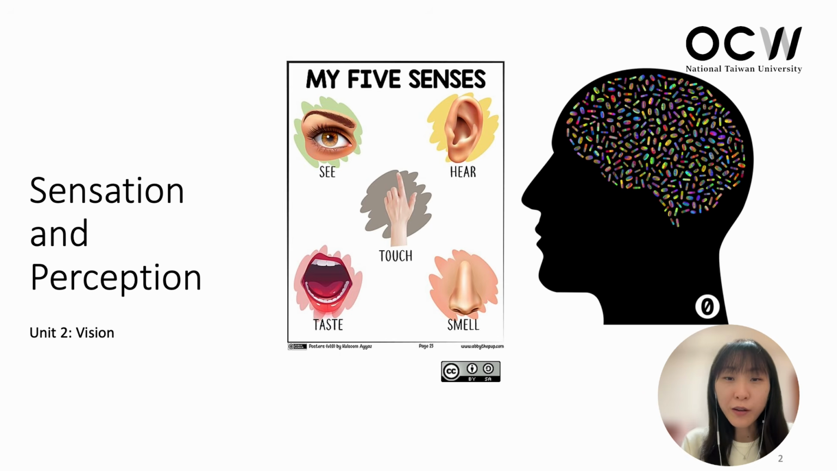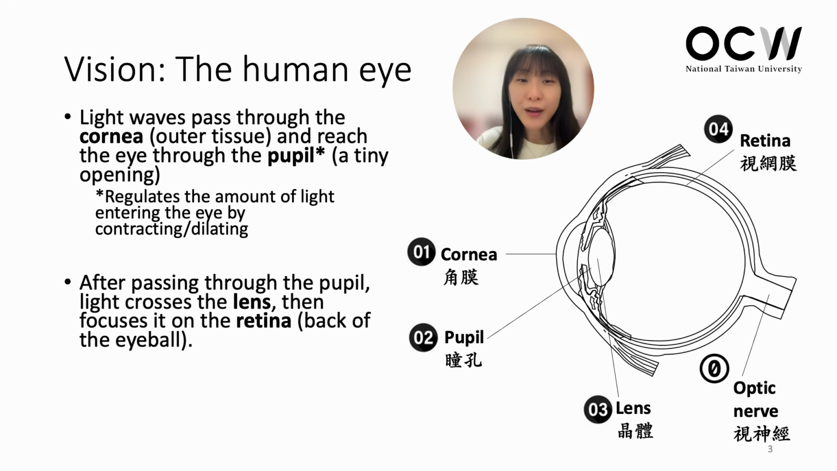This unit will talk about vision. To understand how vision works, I have numbered the steps. The first step involves the light wave passing through the cornea, which is the outer tissue of the eye, and then the light wave will reach into the eye through the pupil.